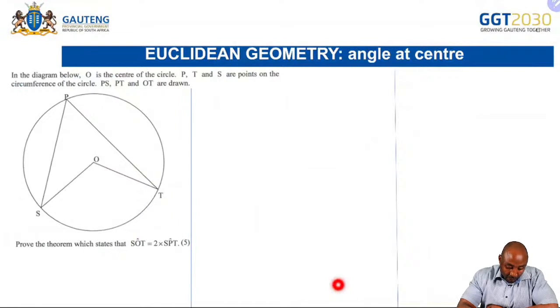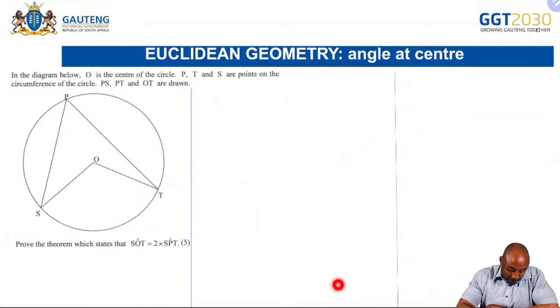In the diagram, O is the center of a circle. Let's read that information first, people, before we answer. P, T, and S are points on the circumference of a circle. PS, PT, and OT are drawn.